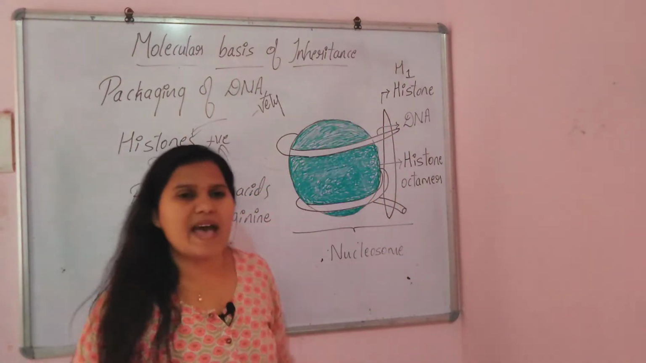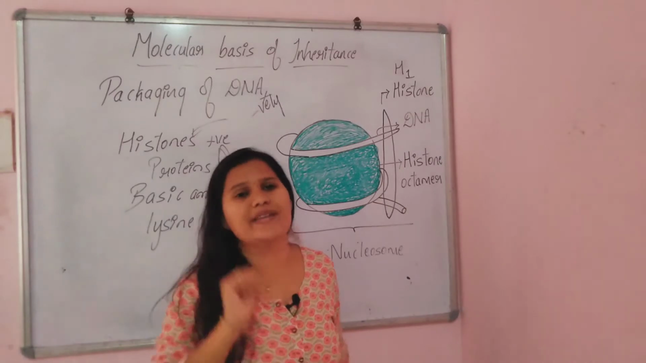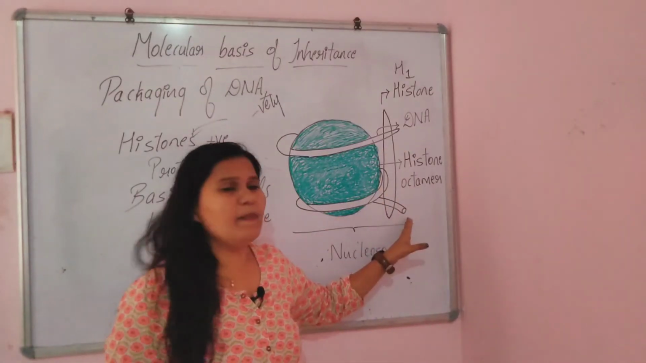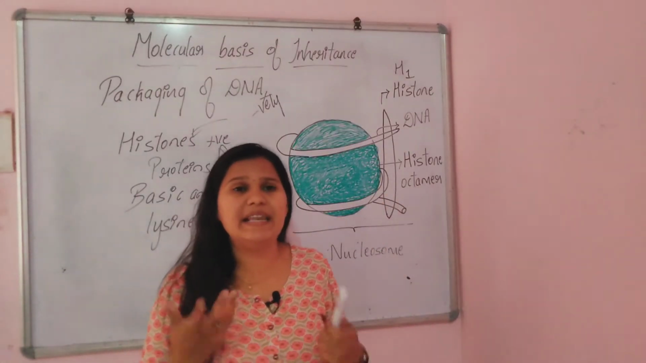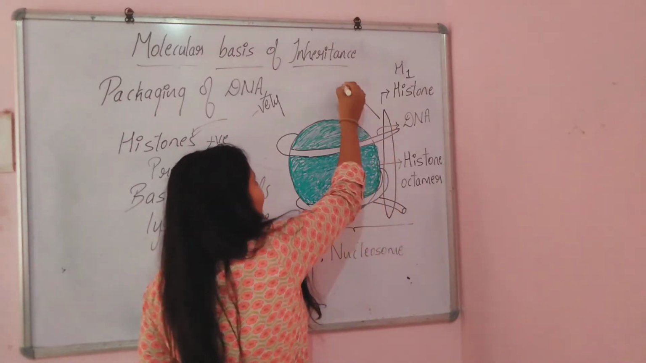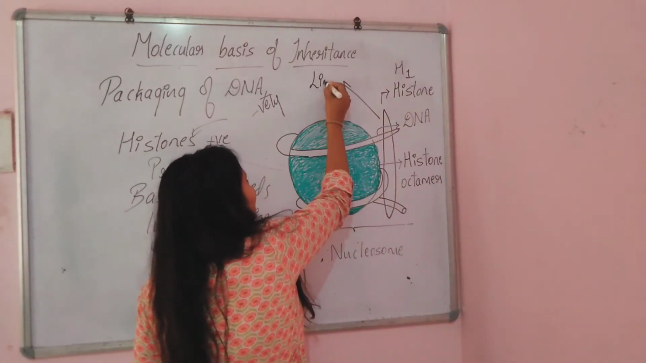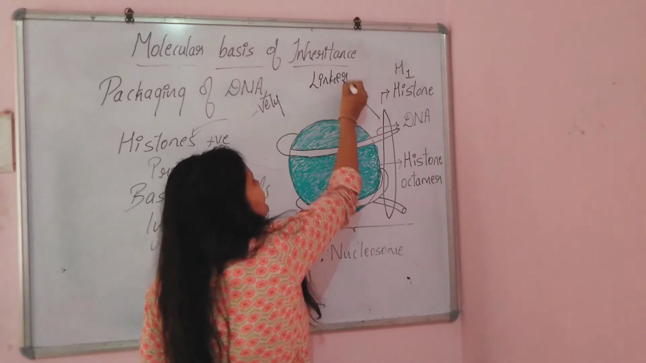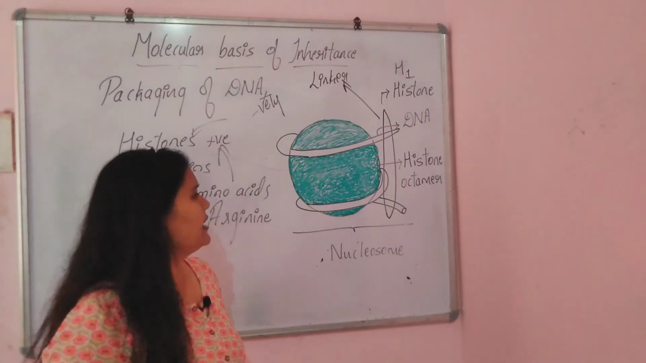And coming to the histone protein, can you see this elongated structure here? This is called the H1 histone. It acts as the linker. How does it act as the linker? Before telling that, let me tell you something.